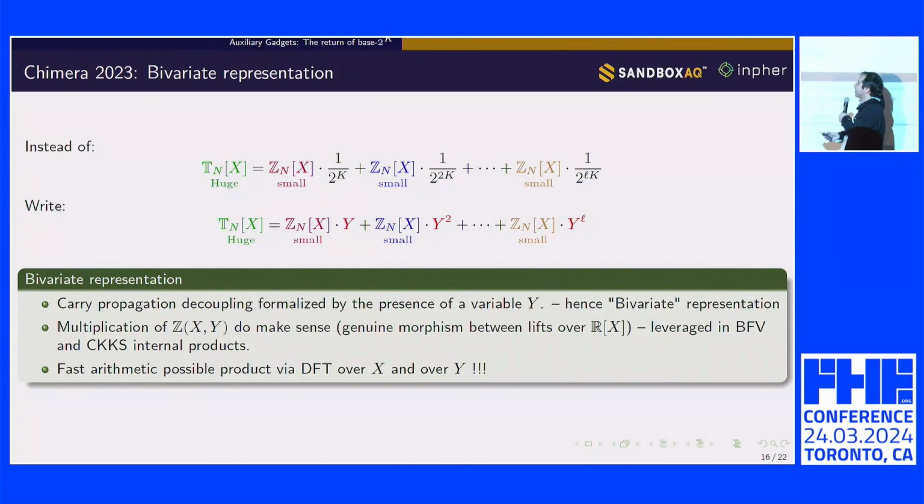Another way of doing that is just to introduce a formal variable y. So 1 over 2^k will be y, 1 over 2^2k will be y squared, etc., etc. So that way we obtain a polynomial in x and y with small coefficients. So that's hence the name bivariate representation. And if we have a representation like that and multiply it with a polynomial in x, well, obviously there will never be any mix. Each power of y will be treated independently, so that means effectively there will be no carry propagation.